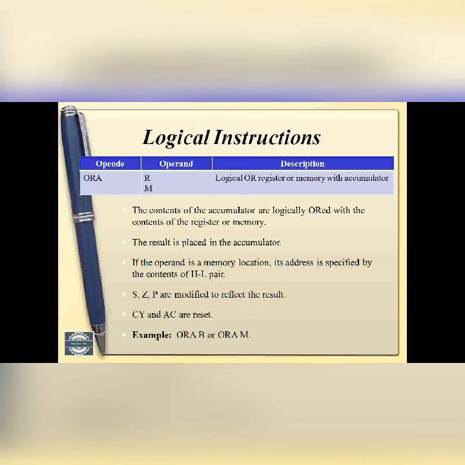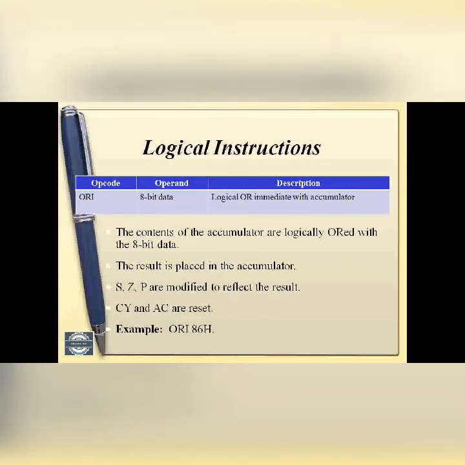Now ORA, I think it is clear to you. ORA is logical OR register or memory with the accumulator. Next one is ORI. ORI means the I is immediate, the logical OR immediate with the accumulator. So after this level, I think it is clear. Next we are coming to XRA. What is XRA? That is logical XOR register or memory with the accumulator.